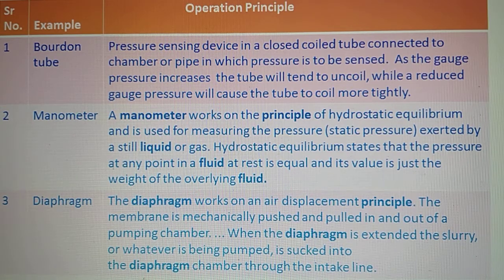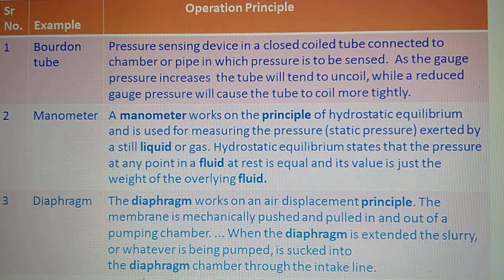Hydrostatic equilibrium states that the pressure at any point in a fluid at rest is equal, and its value is just the weight of the overlying fluid. This is the operating principle of the manometer.